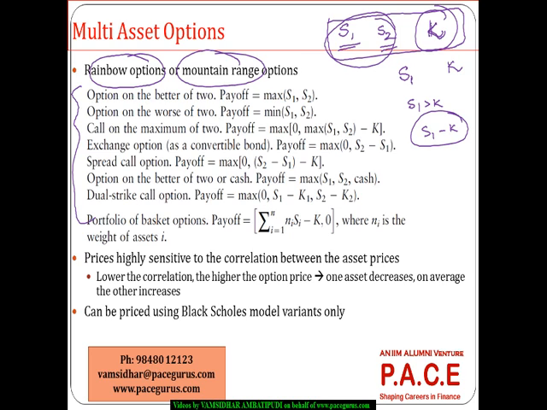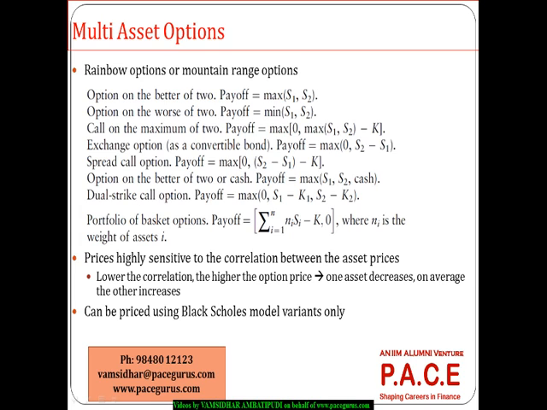Look at them. There could be an option on the better of the two. So whichever has a higher price, that is the payoff that you are going to receive. Or whichever has the lowest price, you are going to receive that as the payoff. Or we can have an option created, a call on the maximum of the two. So the payoff is maximum of S1 comma S2 minus K. That is the payoff that is going to come.